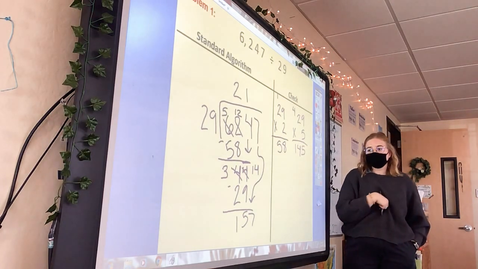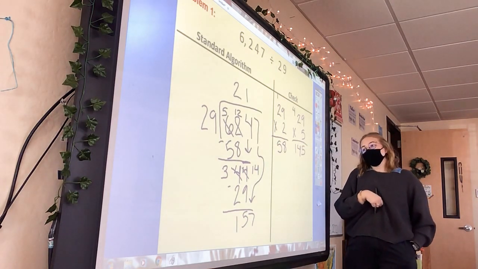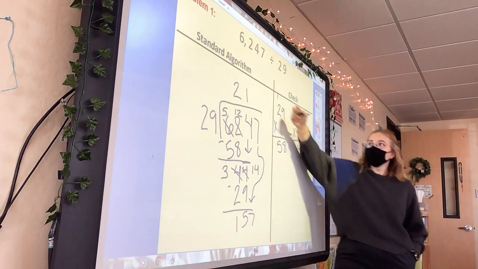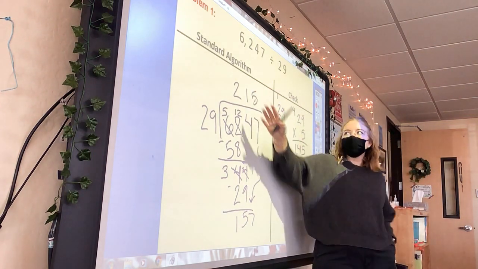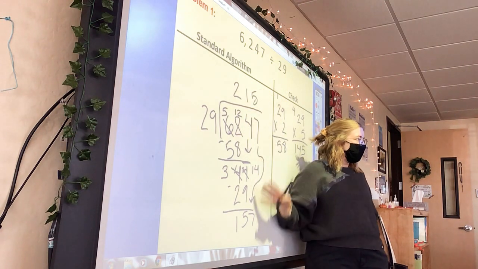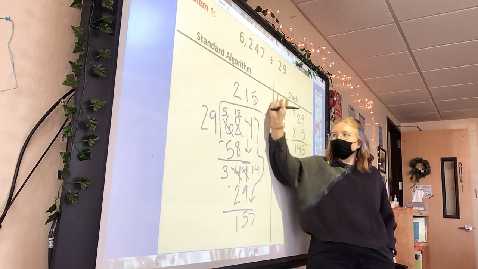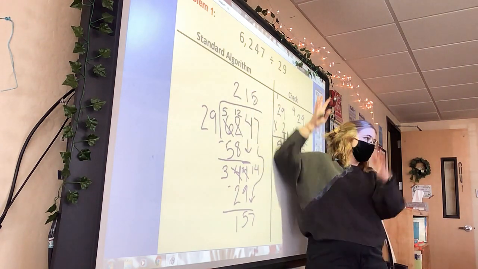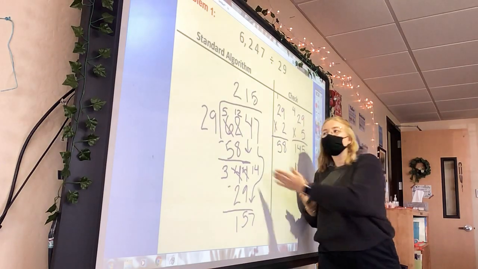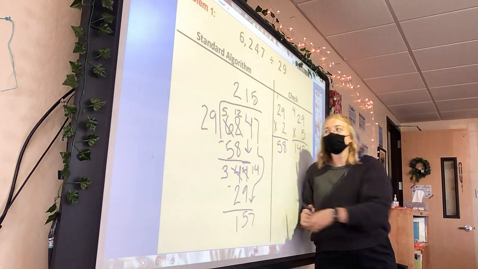Okay, can I squeeze another 29 in there? No. Okay, so I'm going to go with 29 times 5. Notice how I'm lining up my place values, right? Don't write this 2 like all the way over here, that sort of thing. I know it's slanted, but generally speaking, my place values are still lined up, right?